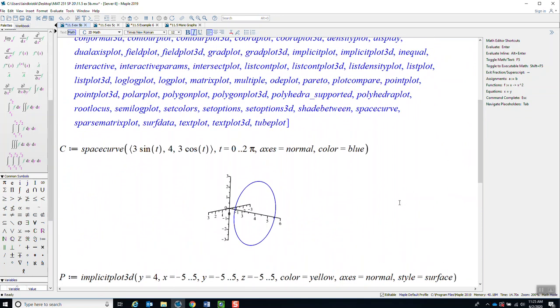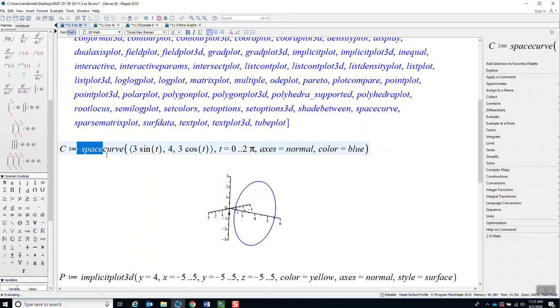But what I'm going over right now is the curve that we graphed in example 5b from your course pack. We actually did this one by hand. Notice that the command in Maple is spacecurve. That allows us to plot a curve. I put the actual vector in right here. Notice the angle brackets around the vector. So this one is 3 sine t, comma 4, comma 3 cosine t.